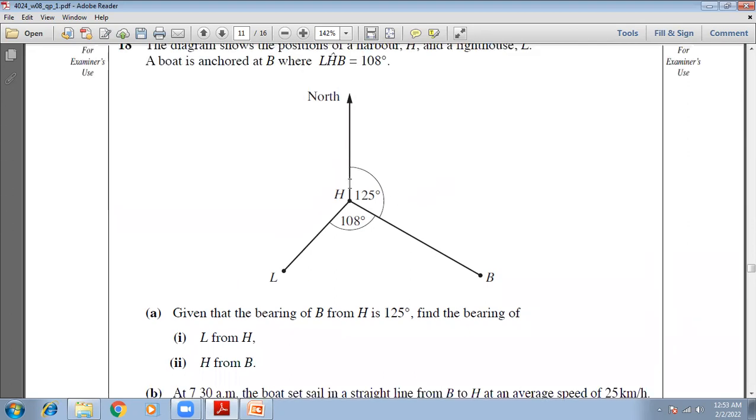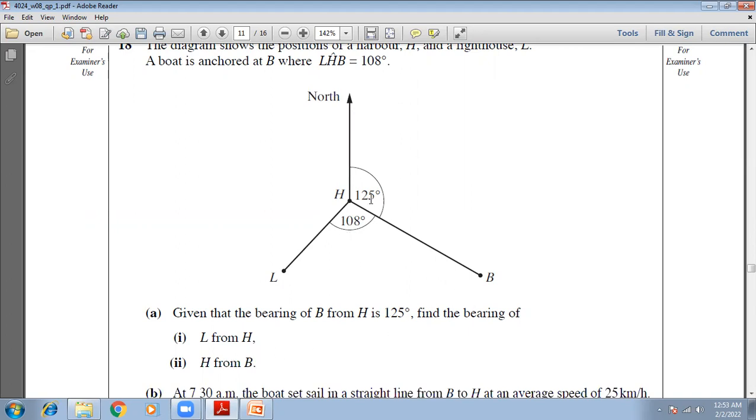So at H we have this north. From this north you will go clockwise till the HL line. That angle will be the bearing of L from H. So that will be 125 plus 108. This is how you find the bearing of L from H.